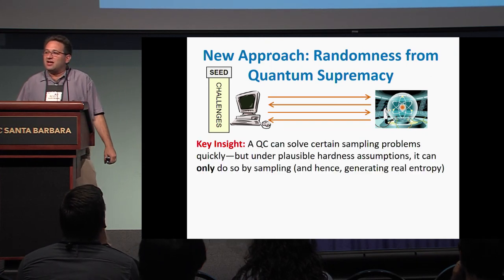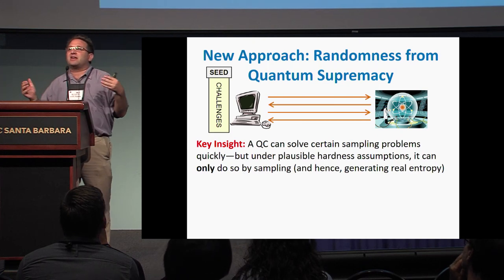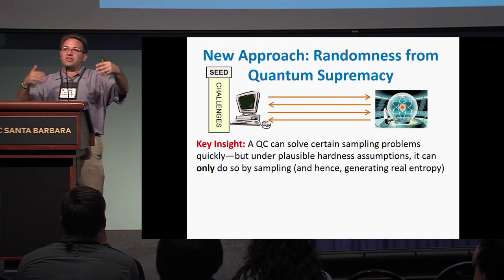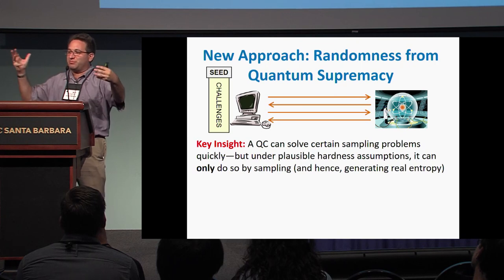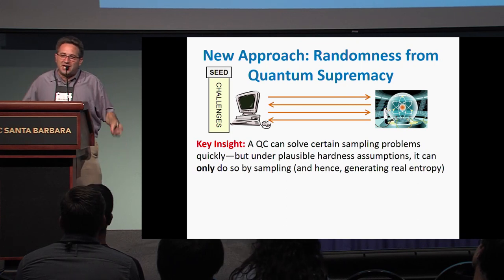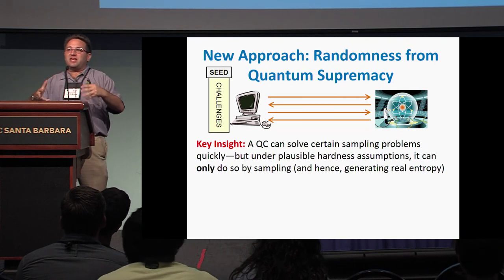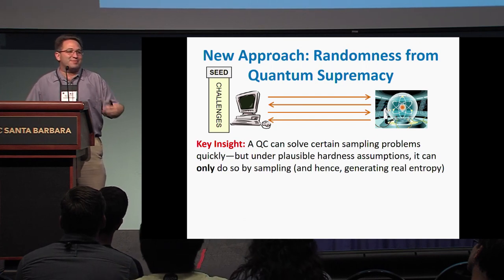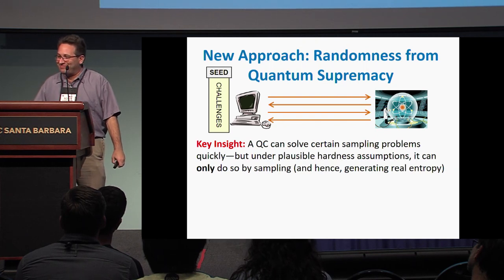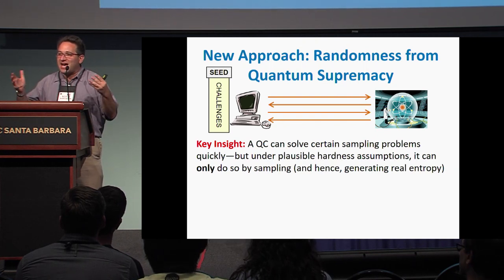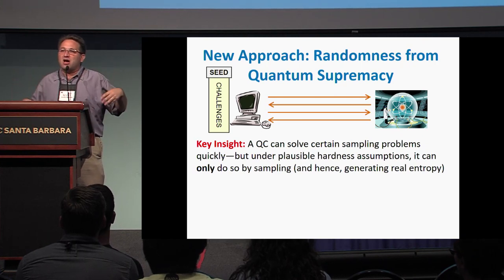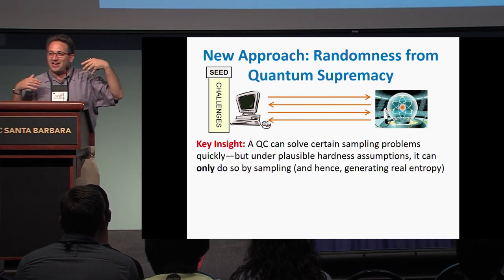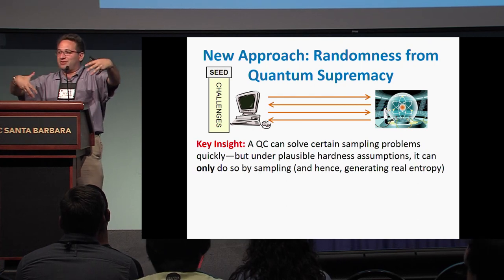The key insight here is that the verifier can then check if these responses pass some test, some check for whether they are consistent with having been drawn from the right distributions. Then we will argue, based on some complexity hypothesis, that if the samples pass that check and were efficiently generated by a quantum computer, then they must have some real entropy in them. In other words, we will give a test that a quantum computer can quickly pass, but that even a quantum computer can only quickly pass by sampling from the distribution, and it cannot do it in a deterministic or nearly deterministic way.